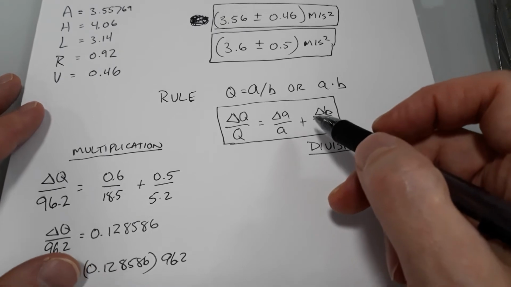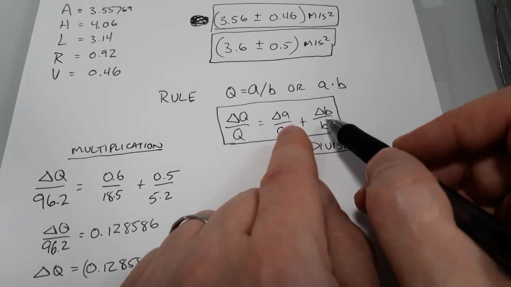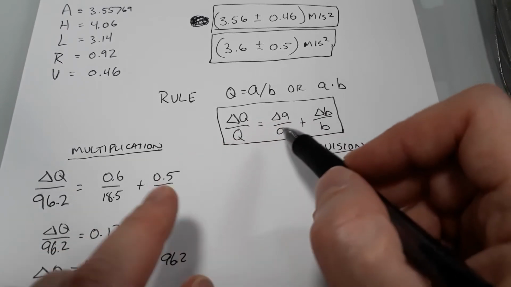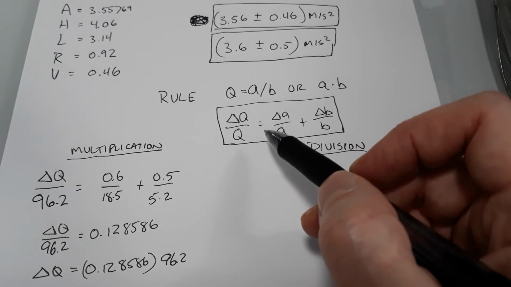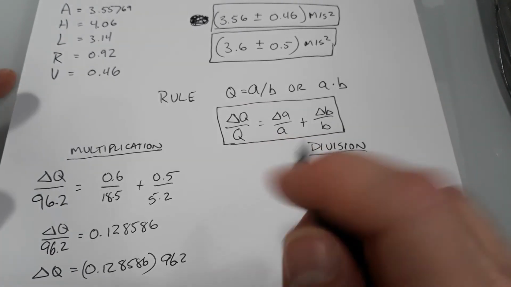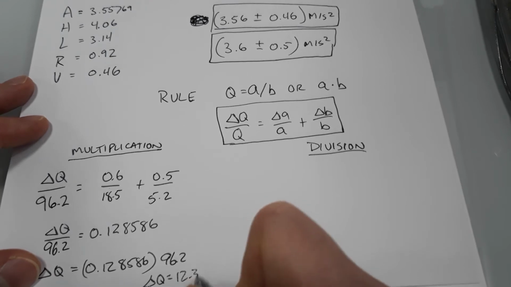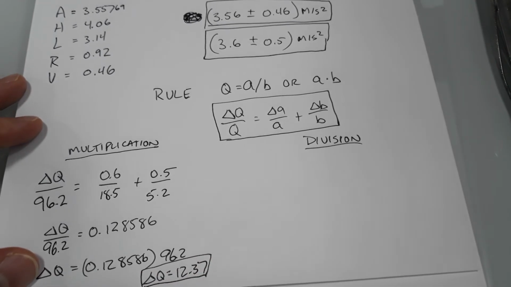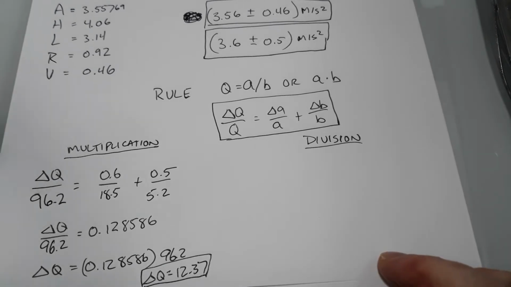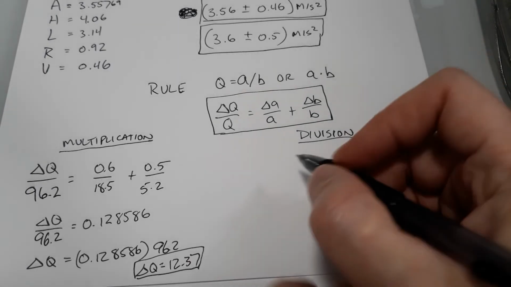So this formula is quite a bit more complex. It's more challenging, but it's required in order to be able to do this. What we essentially do is turn these into percent or fractional uncertainties, and then we use that to multiply by the answer to the calculation to figure out how uncertain this multiplication calculation is. So delta Q is equal to 12.37. Same exact answer that we got from the other one. All right, so that worked out great. That was basically perfect.